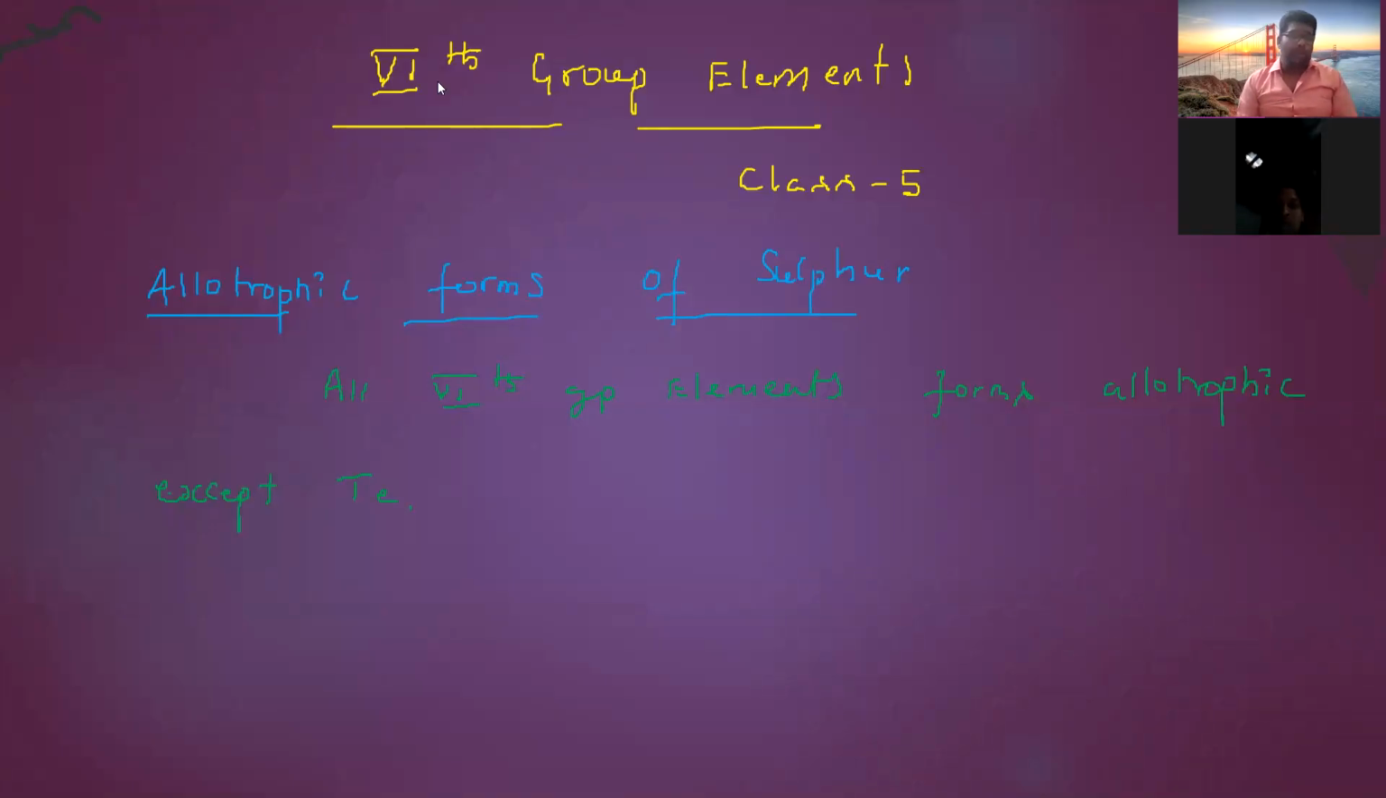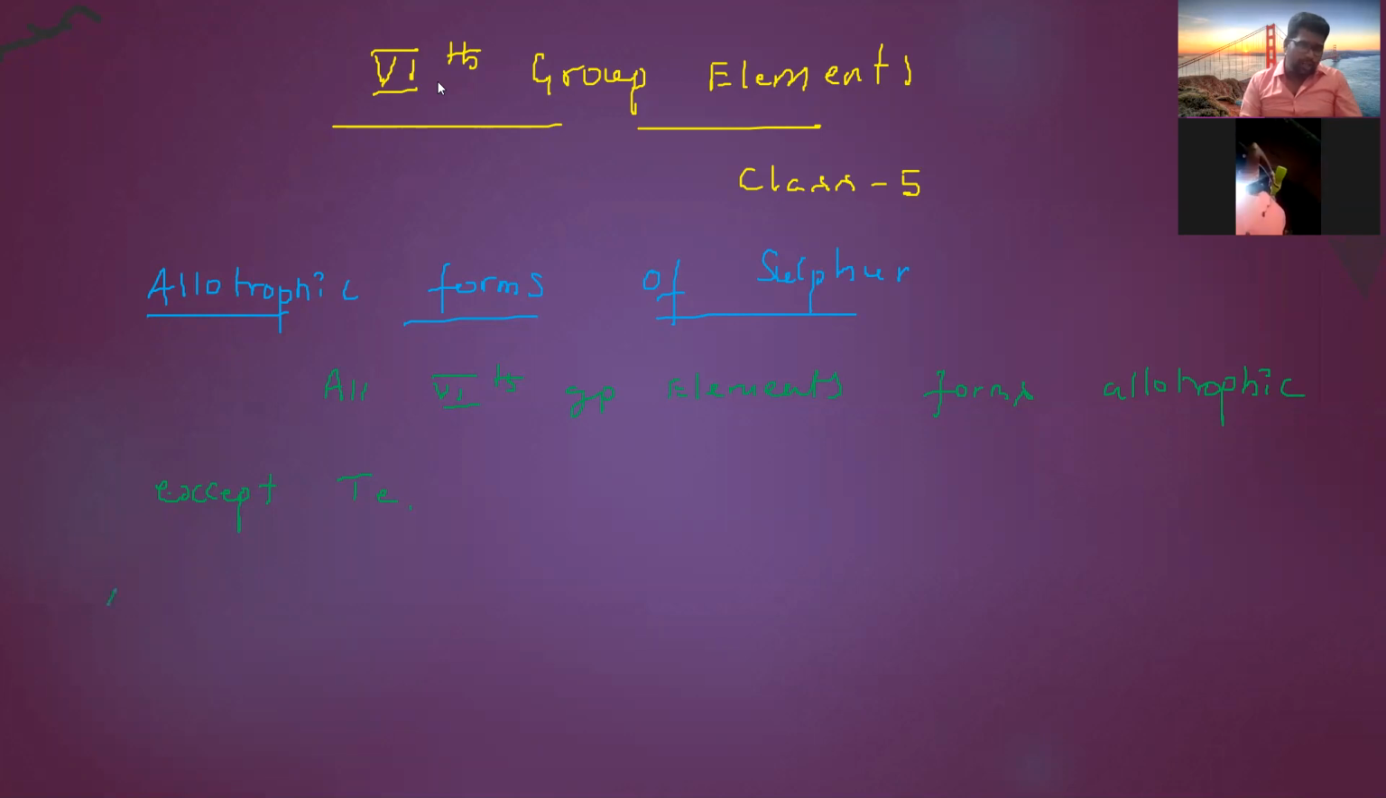So these are allotropic forms of sulfur. How many forms of allotropic sulfur? There are several allotropic forms of sulfur. We will discuss them one by one: alpha sulfur, beta sulfur, gamma sulfur, and psi sulfur. What are alpha, beta, gamma, and psi? We will discuss them. So write down one point.